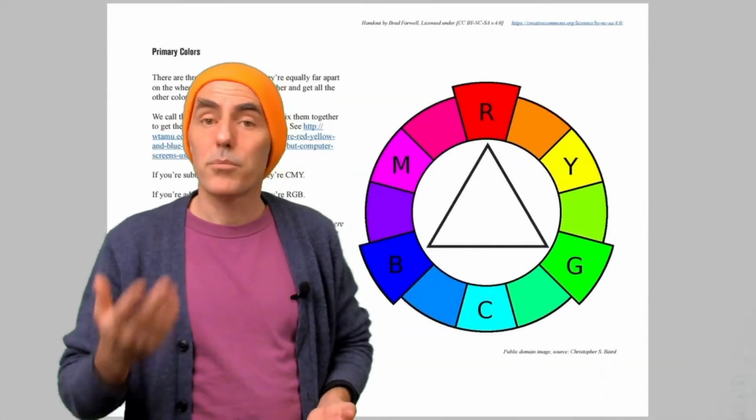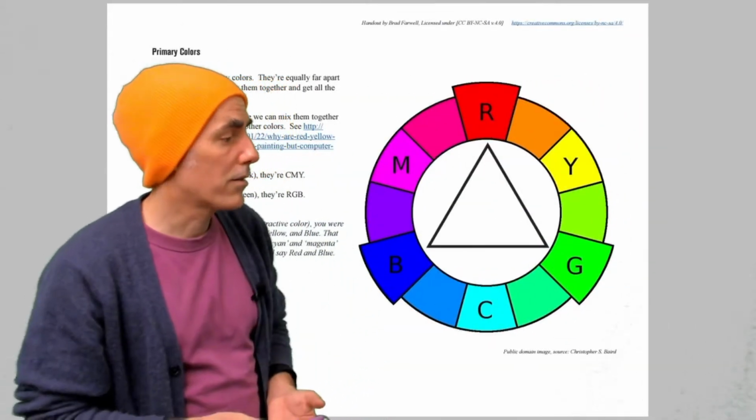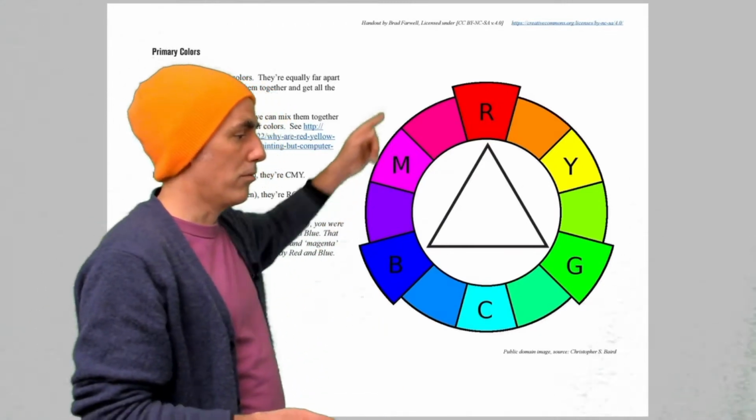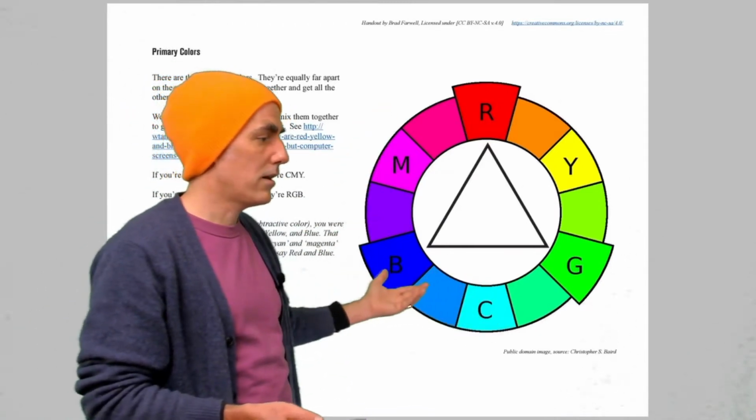Pretty straightforward. Primary colors, right? Primary colors are equidistant, right? Red, blue, and green right there.